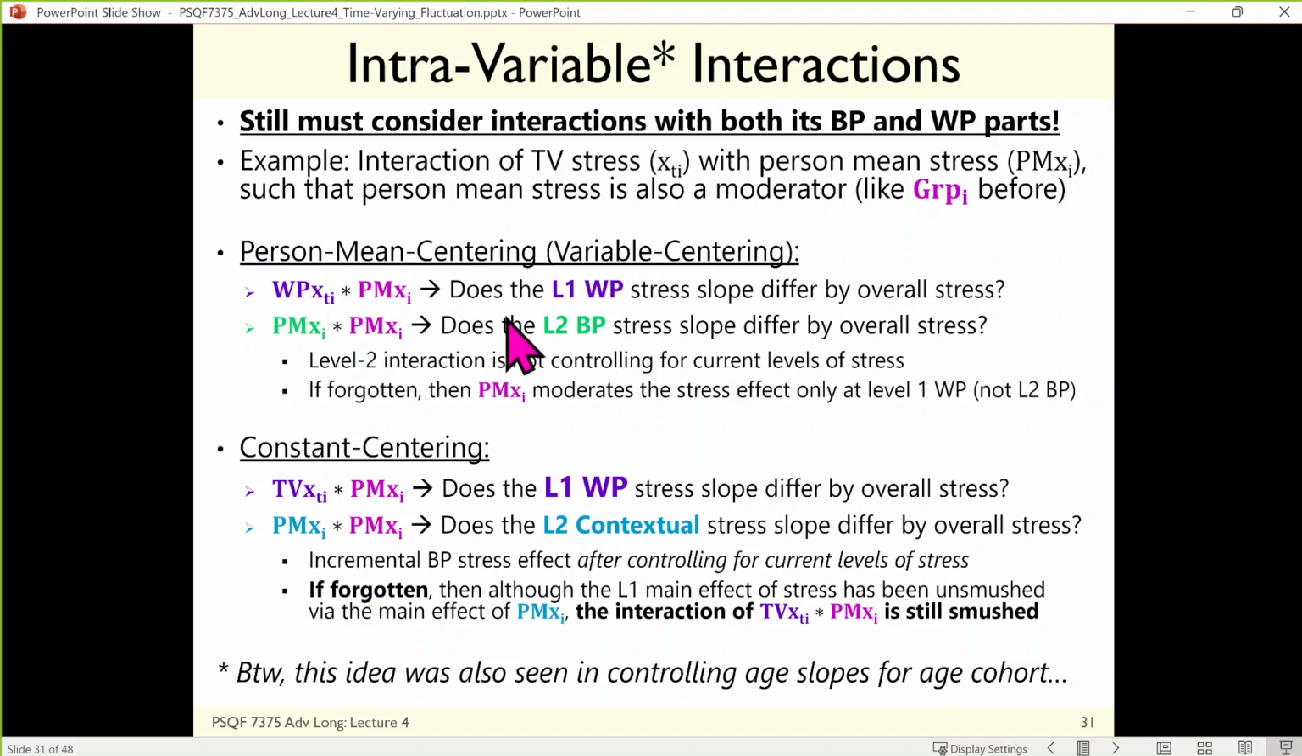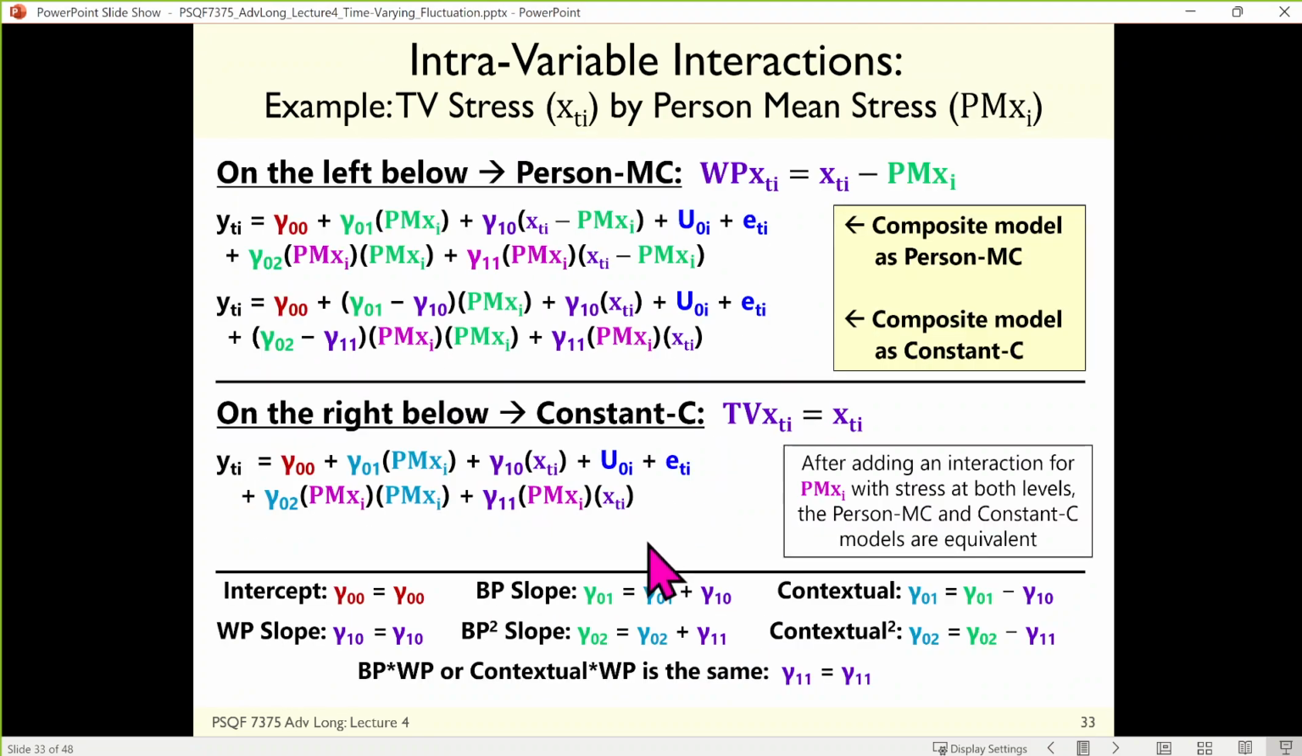So the person mean centering model is analogous to using time and study as your level 1 slope, and then looking at age at baseline as a level 2 moderator. The constant centering is analogous to using time varying age and still adding age at cohort to control for contextual effects. But this is why the quadratic term shows up, is to unsmush the cross-level interaction. Here's algebra. Here's how you get back and forth across the two solutions. Chapter 8 refers to this type of setup as well.